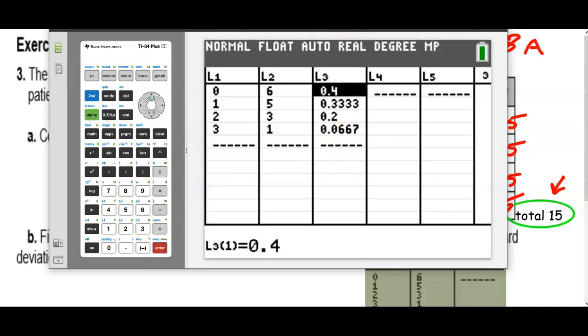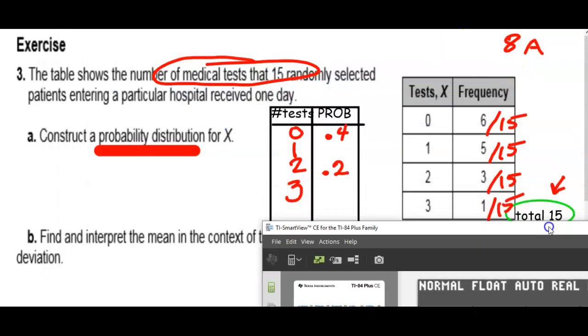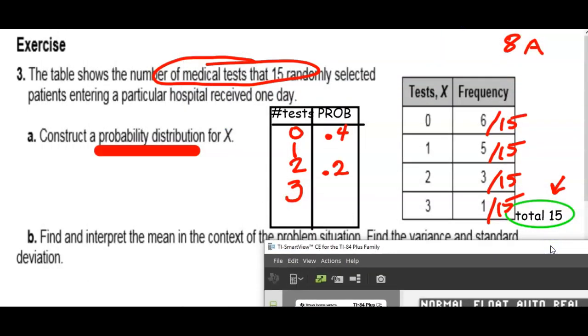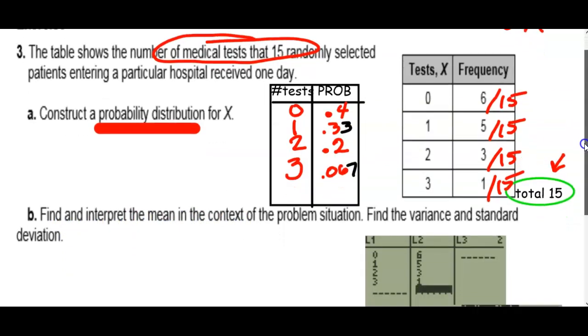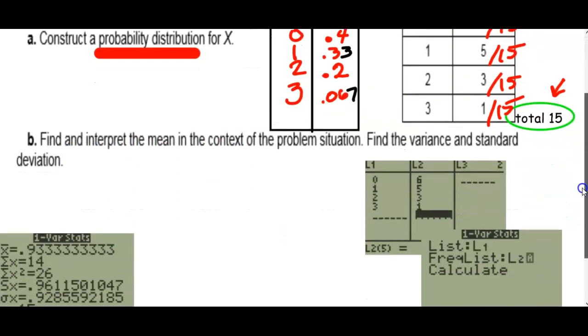So 0.33 and 0.067 are the two that I didn't already have. Okay, I don't know what's going on with my pen, but we won't worry about it. Now it says find and interpret the mean of these, and then find the variance and the standard deviation.